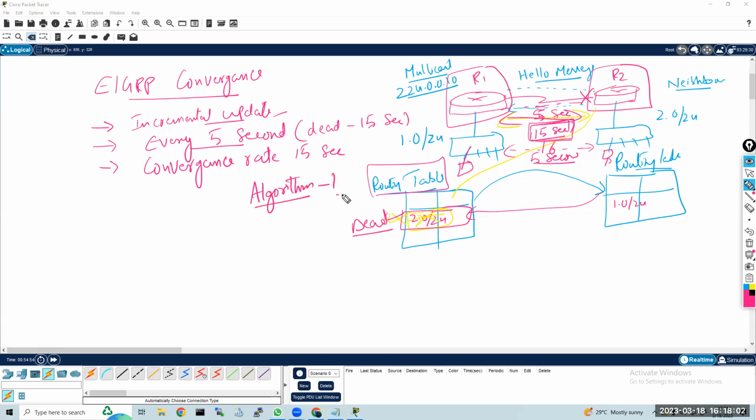Which algorithm, guys? It will be the Bellman-Ford algorithm. Okay, guys, this is quite very important. This is the algorithm that is going to do this job when you configure EIGRP. Bellman-Ford algorithm.